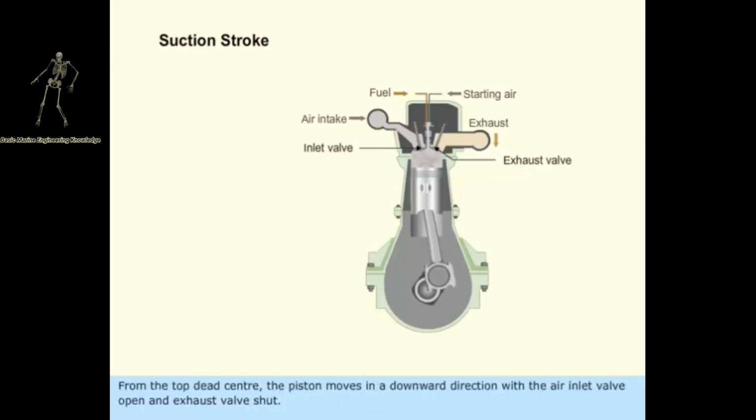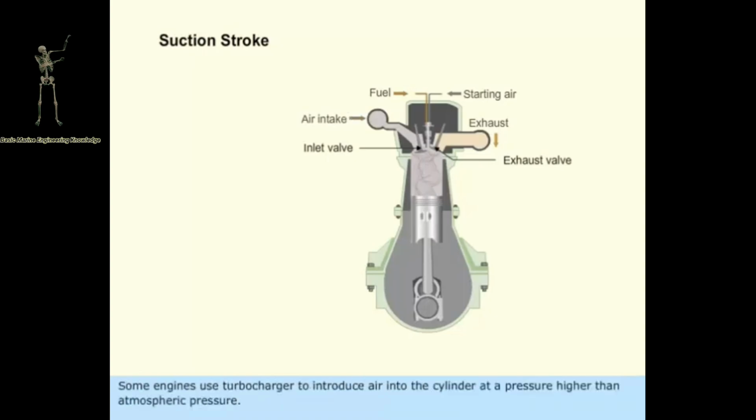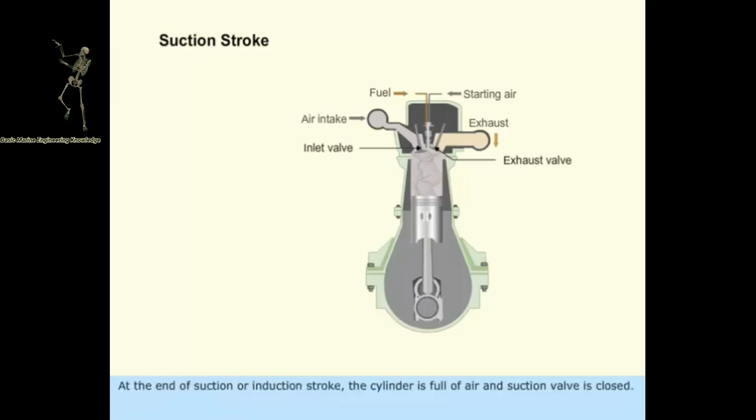From the top dead center, the piston moves in a downward direction with the air inlet valve open and exhaust valve shut. The air enters into the cylinder from atmosphere. Some engines use turbocharger to introduce air into the cylinder at a pressure higher than atmospheric pressure. At the end of suction or induction stroke, the cylinder is full of air and suction valve is closed.